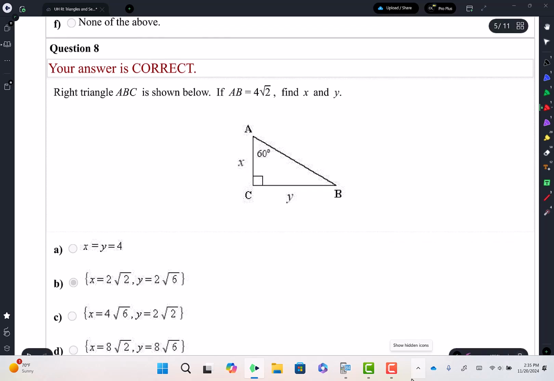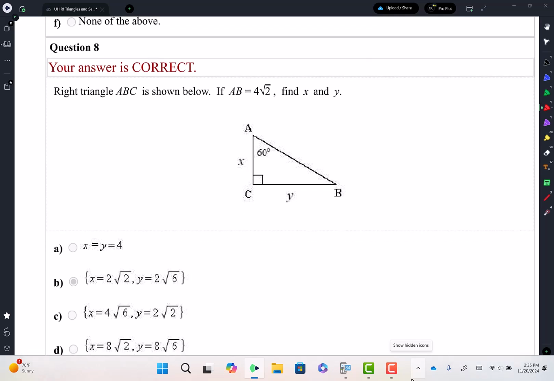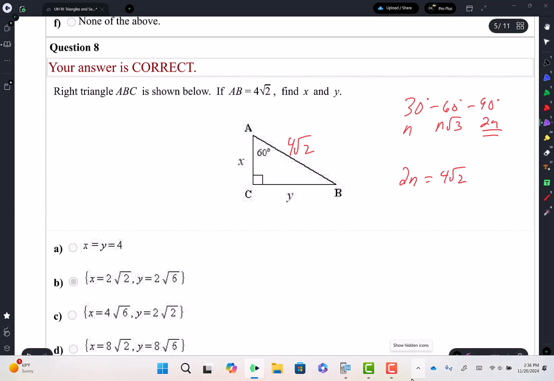All right, the next one, guys, we're in question 8. AB is 4 root 2. So again, a 30, 60, 90 triangle. The sides are n, n square root of 3, 2n. That's the hypotenuse, so I'm going to write the expression 2n equals 4 root 2. In case you don't know why I'm writing 2n, guys, it's because that's the expression that signifies the hypotenuse.